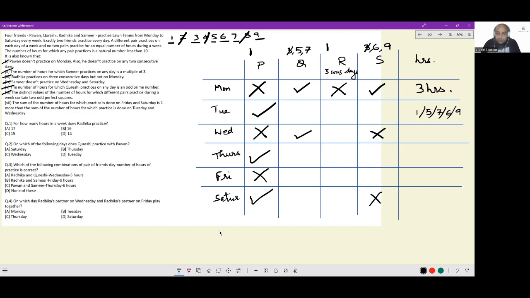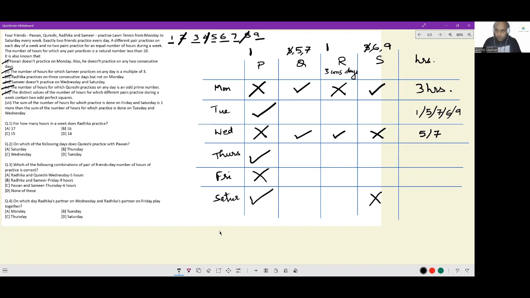Now on Wednesday, because Pawan is out and Samir is out, we know it has to be Qureshi or Radhika. We know Radhika's 1 hour pairing is definitely happening with Pawan. So with Qureshi, the number could be either 5 or 7.